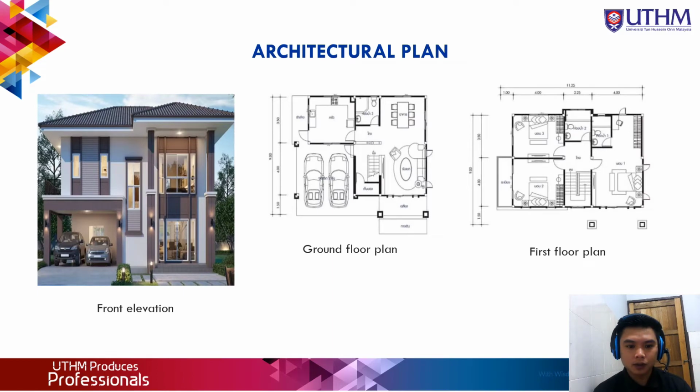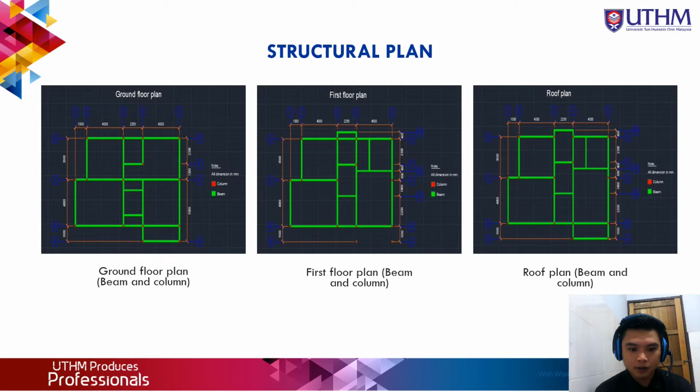For this project, we have chosen an architectural plan for double story house. As you can see there, we provide three architectural plan, namely front elevation, ground floor plan, and first floor plan. And then we proceed by proposing a structural plan for the beams and columns to be analyzed, which consists of ground floor plan, first floor plan, and roof plan. And we have also labeled where the beams and columns are positioned based on the architectural plan, as well as complete with the dimensional sketch for each plan.